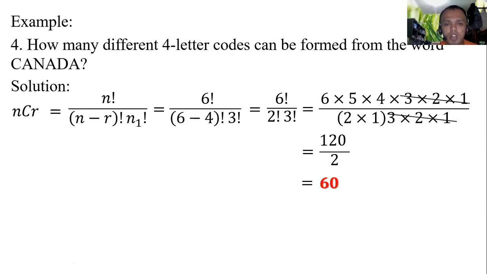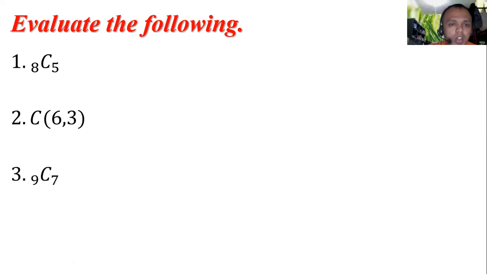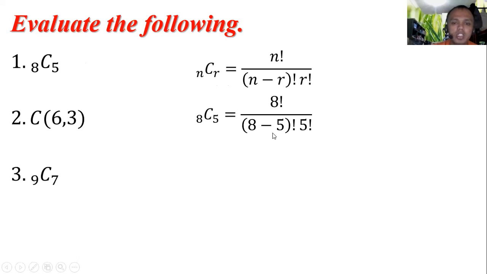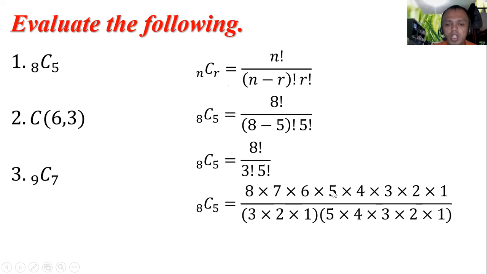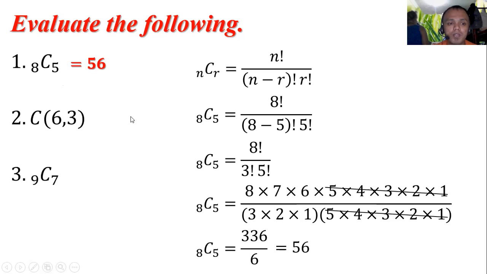Now, let us have an exercise. Evaluate the following. We have 8C5. Let us use the formula. Your n is 8, your r is 5. Then 8 minus 5 is 3. Expand and cancel out the 5 factorial. What remains is 8 times 7 times 6, which is 336. Divide by 6 is equal to 56. So we have 56 here.